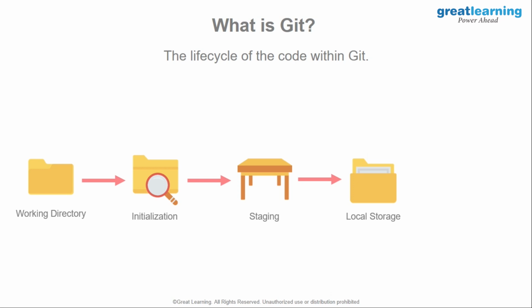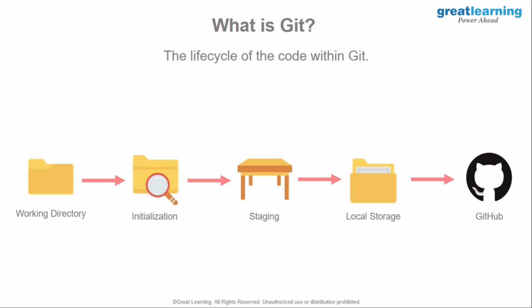Now that you've done all the work, it's in the local storage. The next step is to push it to GitHub, or the distributed cloud. So then the code is pushed from the local storage to the cloud or the distributed repository. With Git, it's GitHub where the code is stored. So this is the life cycle of code within Git.